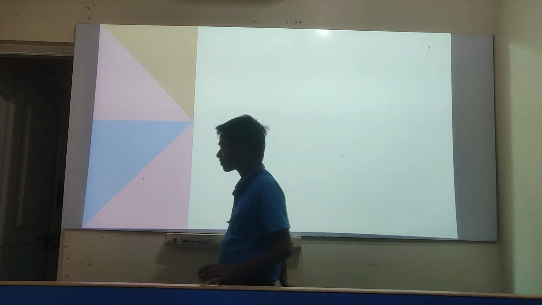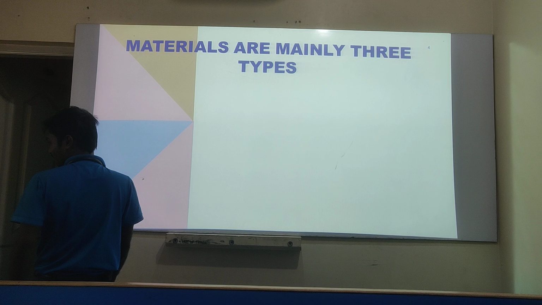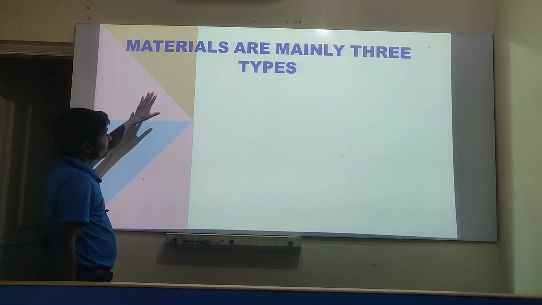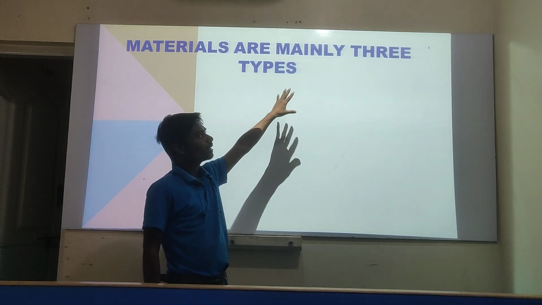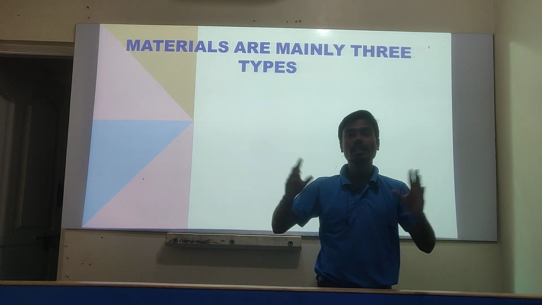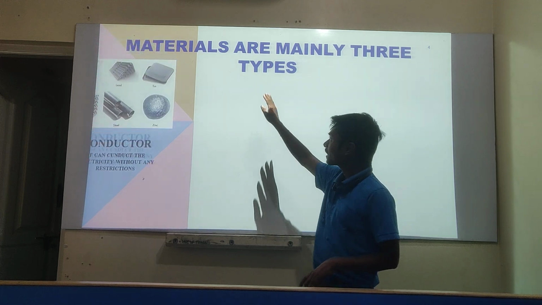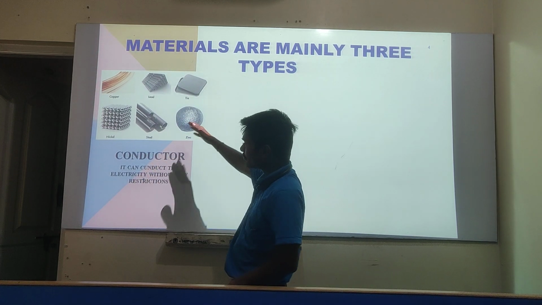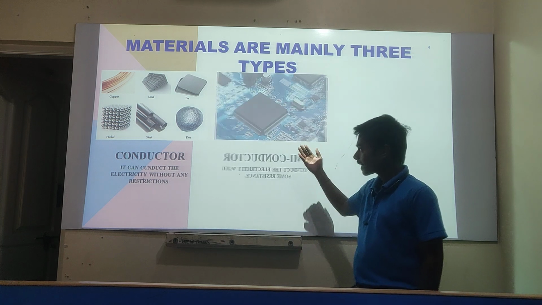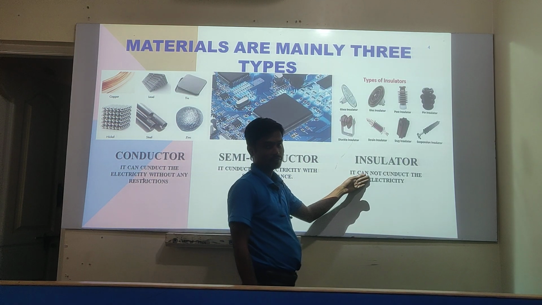Okay. First, here, electronic materials are mainly three types. Here we are going to talk only about electronic, not chemical material. Here we will talk about electronic material. Electronic materials mainly three types. First is conductor, second is semiconductor, and third is insulator.